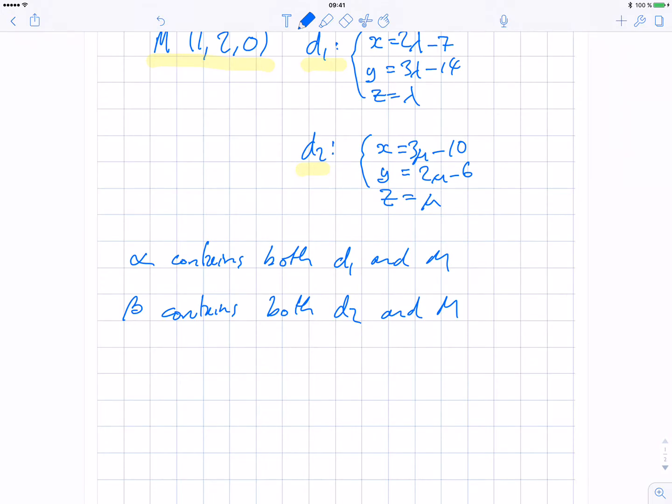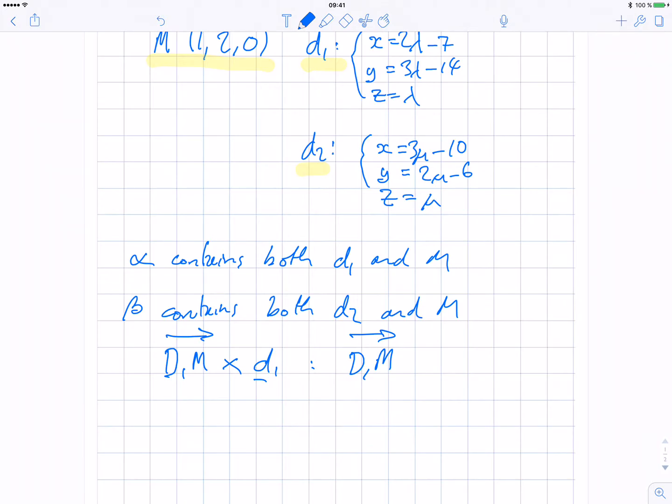So what I need to do is find, let's say the point on D1 is capital D, and I would cross that, because this is the plane alpha, how I get the normal to plane alpha, with the direction vector of D1.